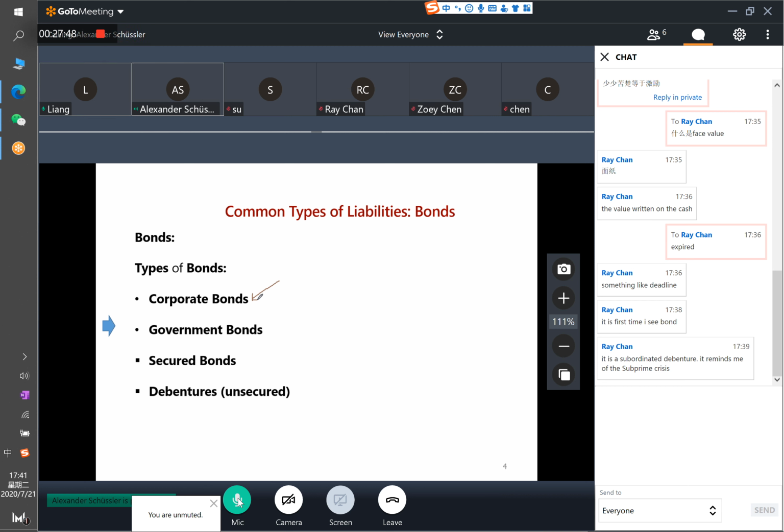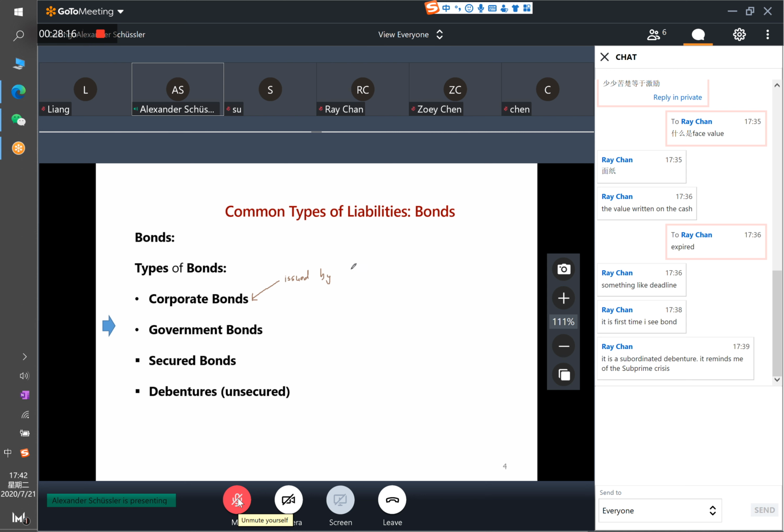What is a corporate? Yeah, exactly. They are issued by corporations. Yeah, issued by corporations, so from companies. Very good, Liang, issued by corporations.